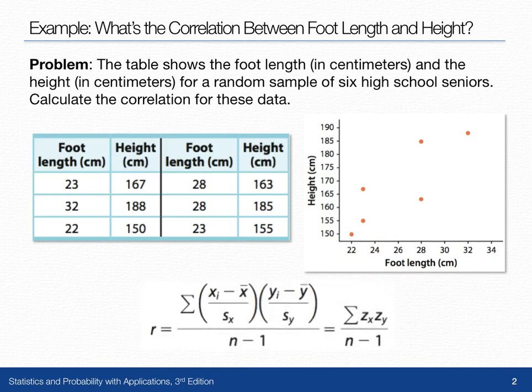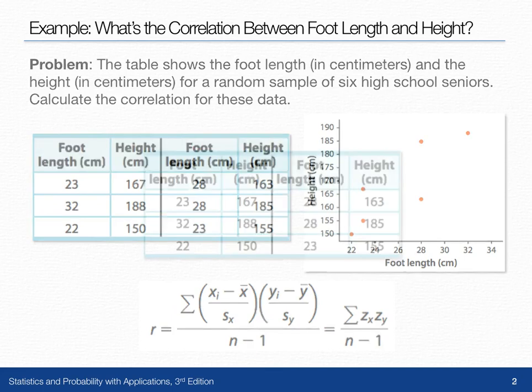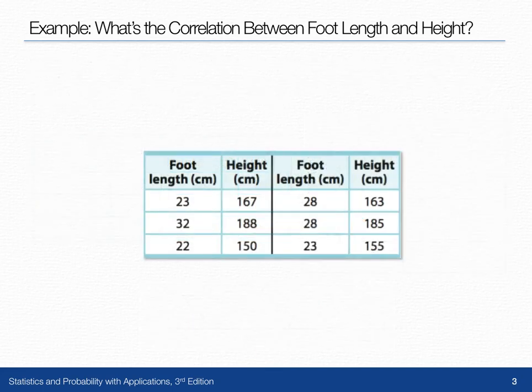To calculate R, we'll need to go through several steps. First, we'll need to find the mean and standard deviation of the X values and the mean and the standard deviation of the Y values. Then we'll need to calculate the Z-score for each X and each Y, find their products, add them all up, and divide by 1 less than the sample size. So let's go through step by step.